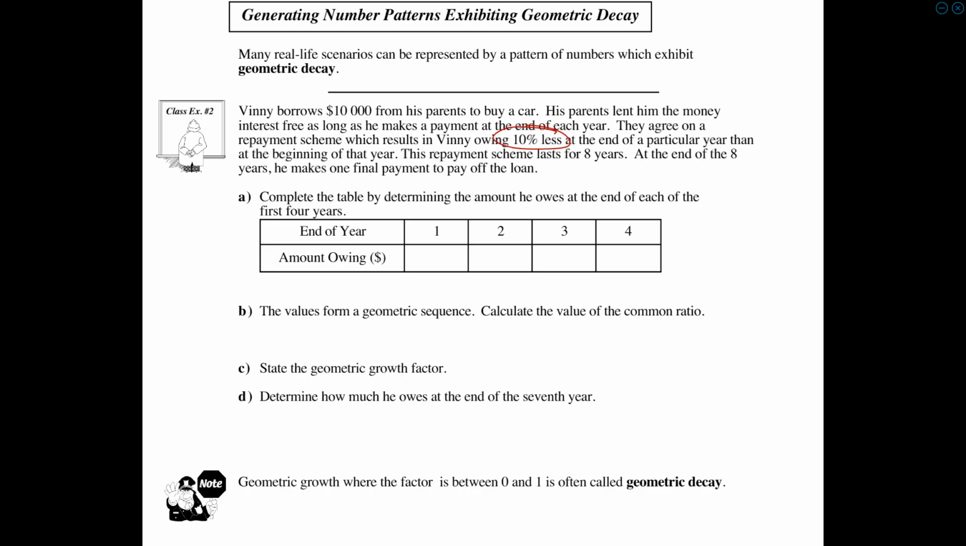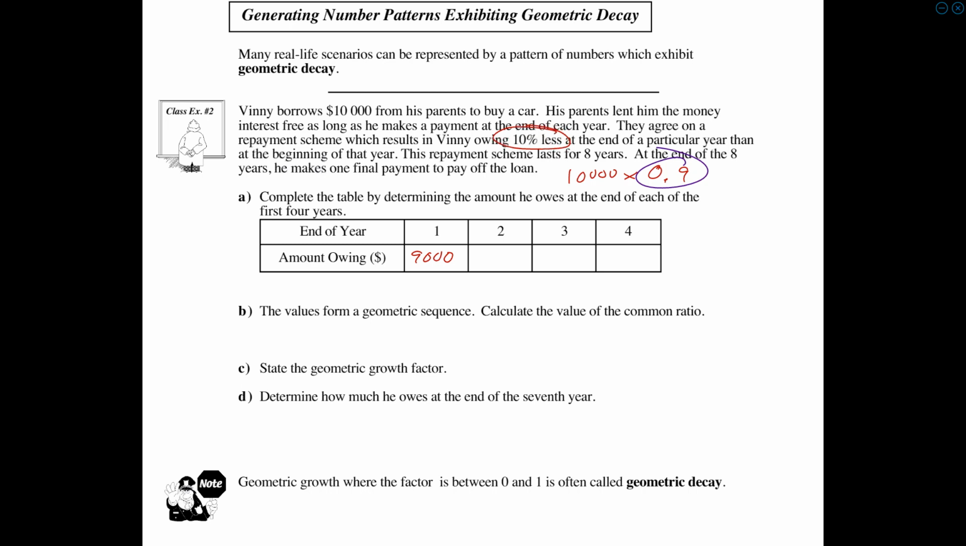So how much is owing at the end of the first year? At the end of the year, he makes a payment so that he owes 10% less. So we take what he had, 10 grand, and multiply it. What's 10% less? That'd be 90%, so 0.9. So he has $9,000 owing. And this is going to be our key piece here, right? 10% less means 90% of. So if we want 10% less, it means multiply by 0.9.